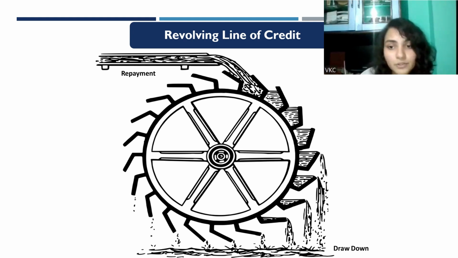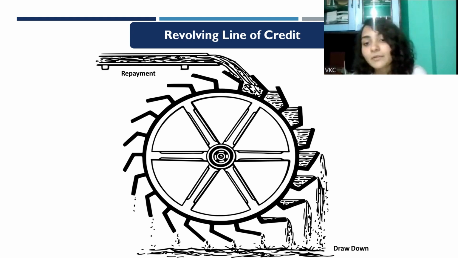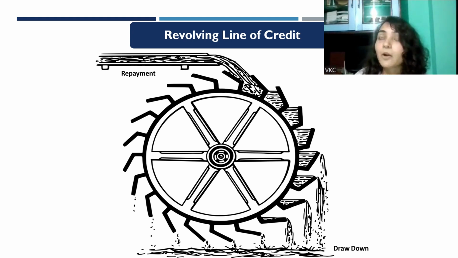This image of a water wheel that you see represents a revolving line of credit in my view. Revolving line of credit, although takes away the burden of going through the entire credit assessment process every time the borrower requests for a disbursement, there are also some disadvantages.